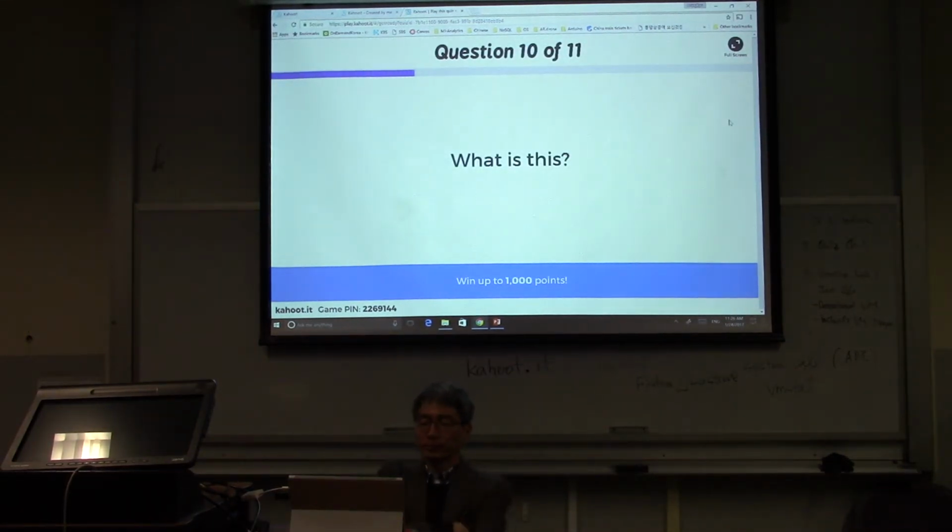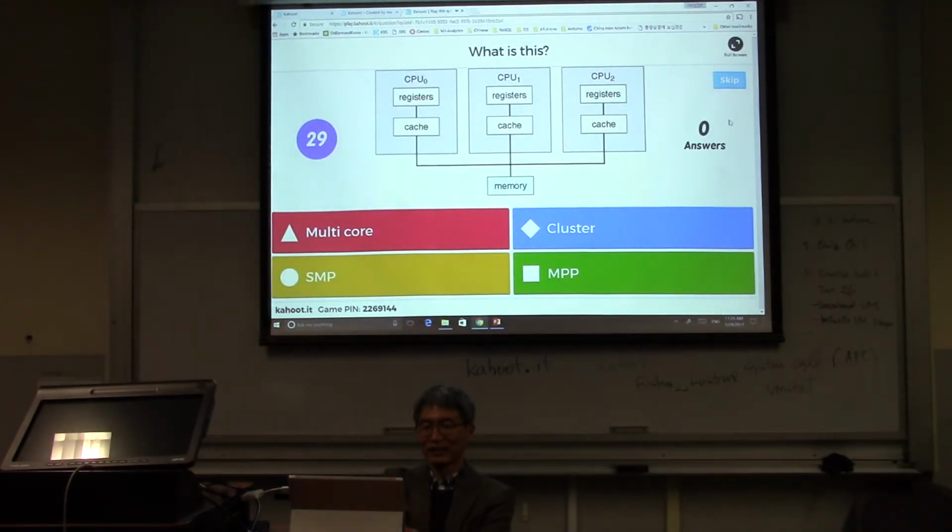Two more? You will see. CPU register, its own cache but share the memory. What is it?